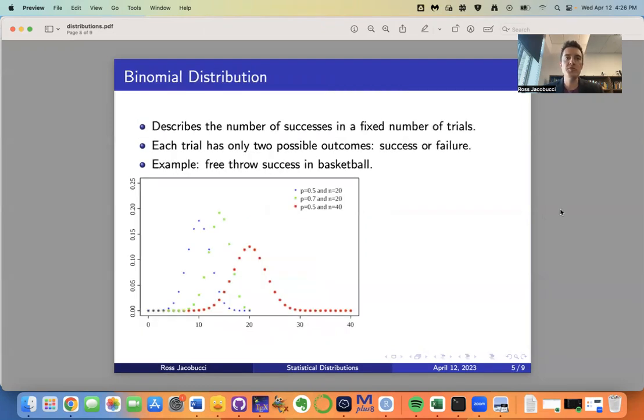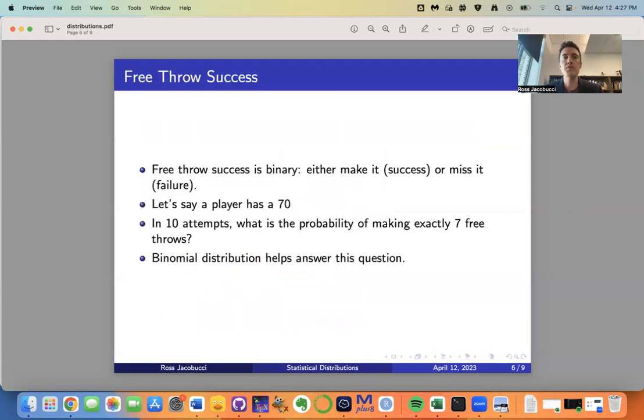The binomial distribution describes the number of successes in a fixed number of trials, where each trial has only two possible outcomes, success or failure. An example of a binomial distribution in basketball is free throw success. Free throw success is binary. Either the player makes the free throw, which is a success, or misses it, which is a failure.